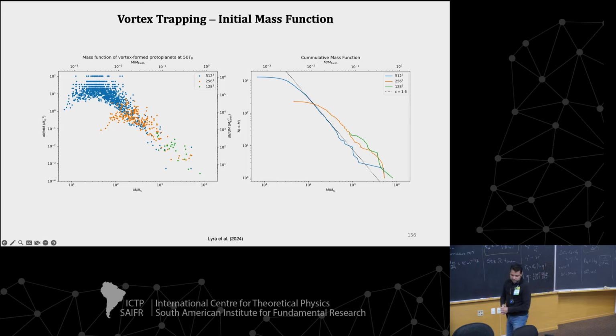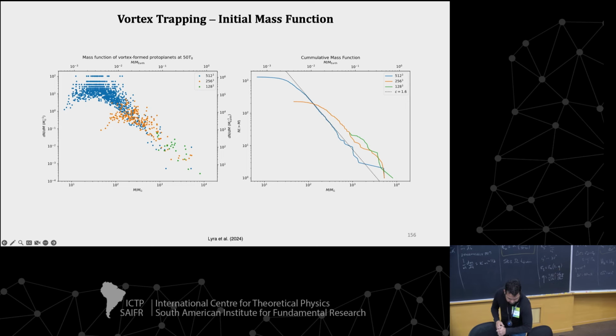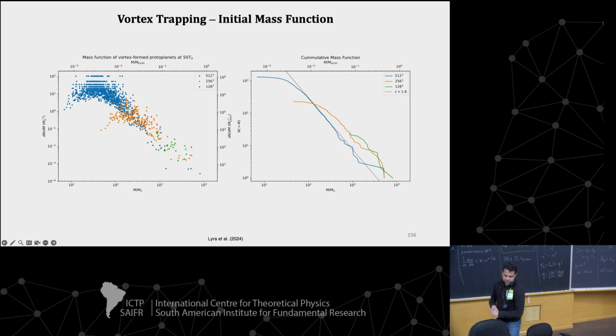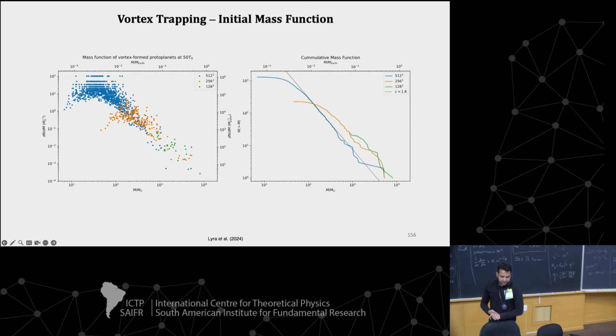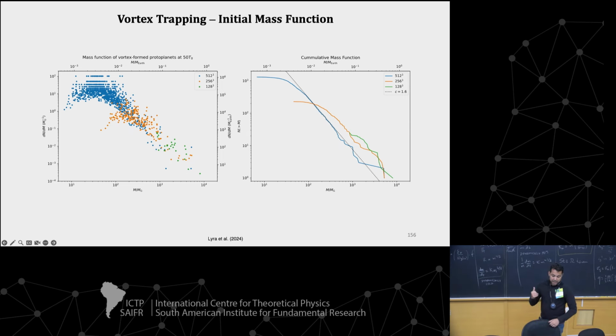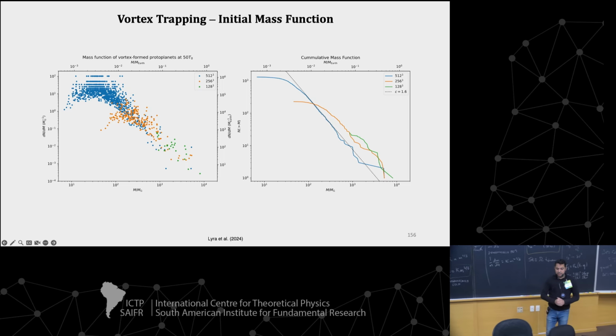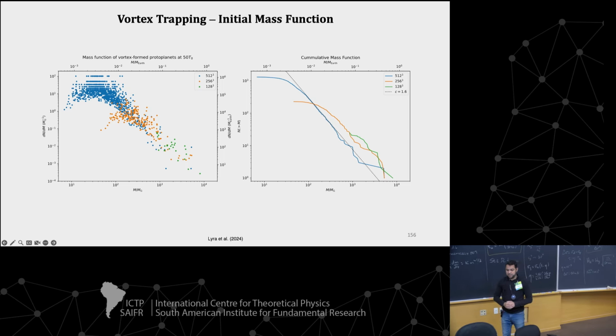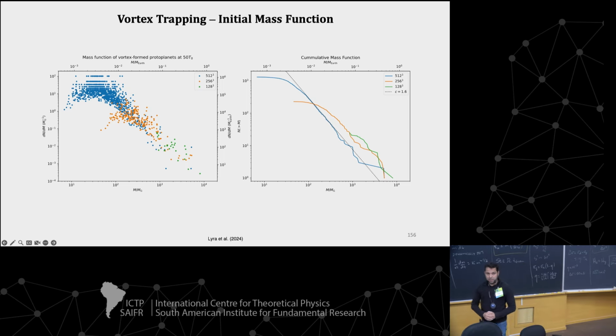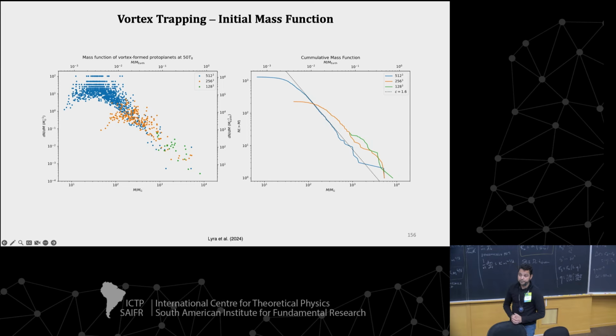mass of the Earth. I don't have a plot here, but I also tried different metallicities, and I can make this scenario work even for metallicity 10 to the minus 4. Yeah. Okay. Some hope.